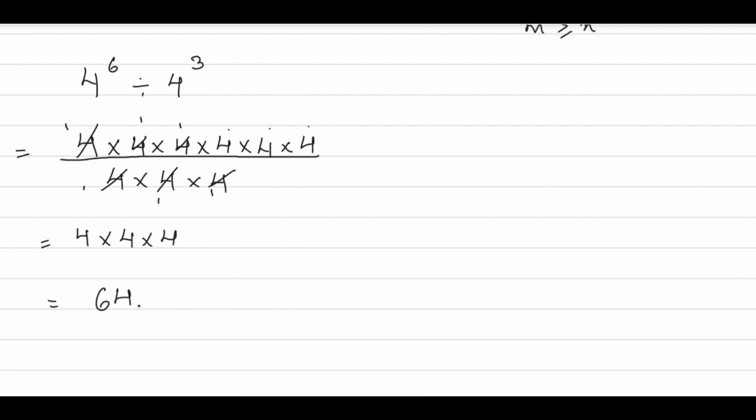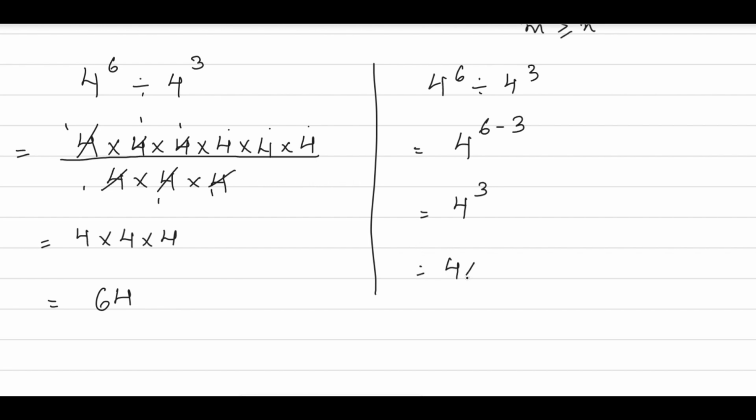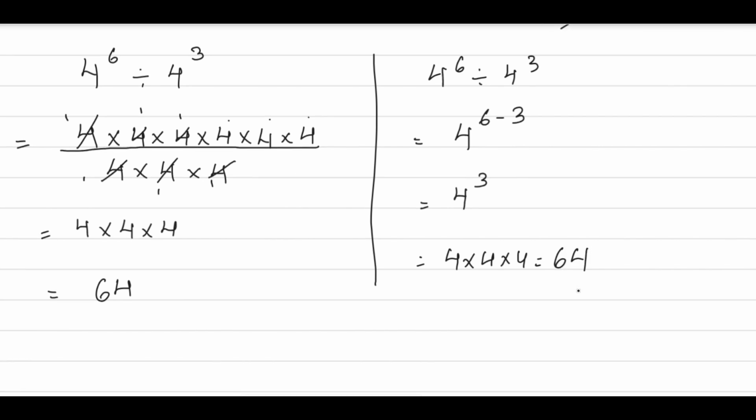But if I do the same question using the law, let's rewrite it. So the base stays the same and the exponents get subtracted. Now compare how the question suddenly becomes easier. Fewer steps, and of course less time. So 4 cube is 4 times 4 times 4, and the answer is 64. Let's take one more example.